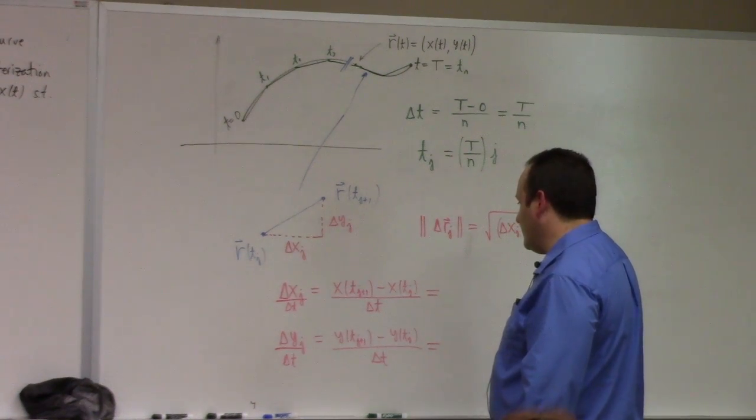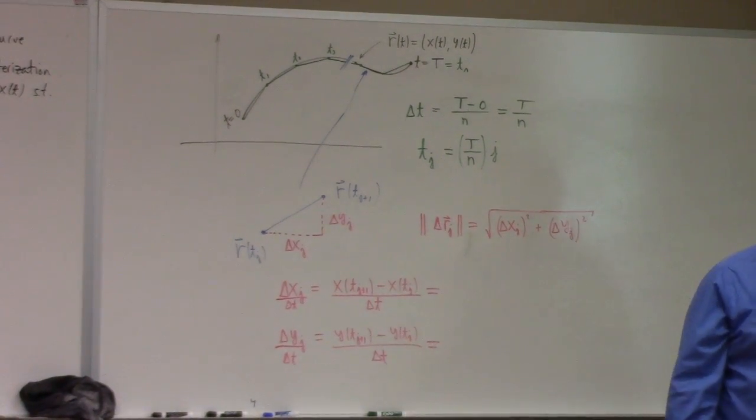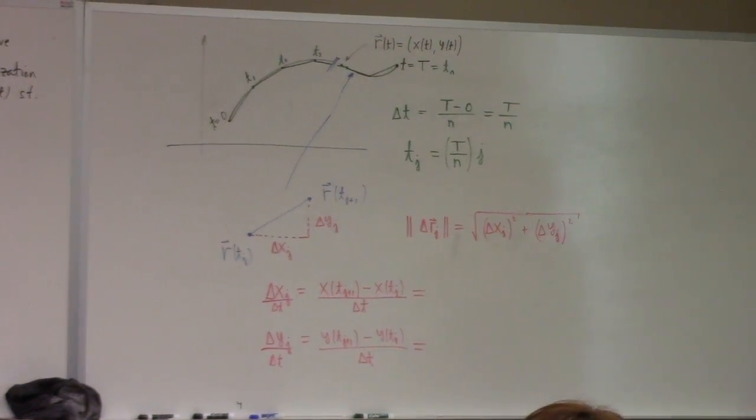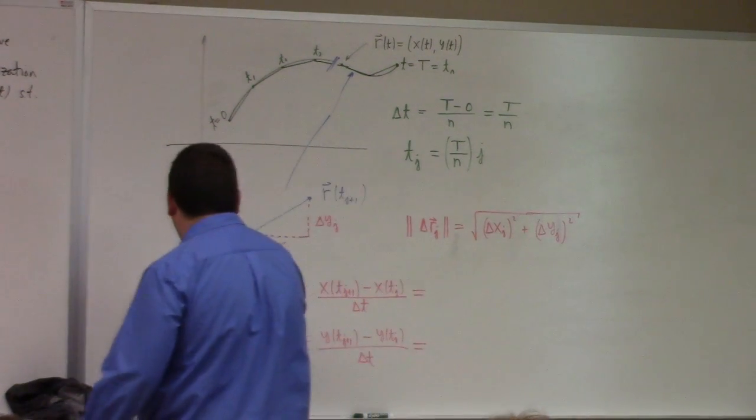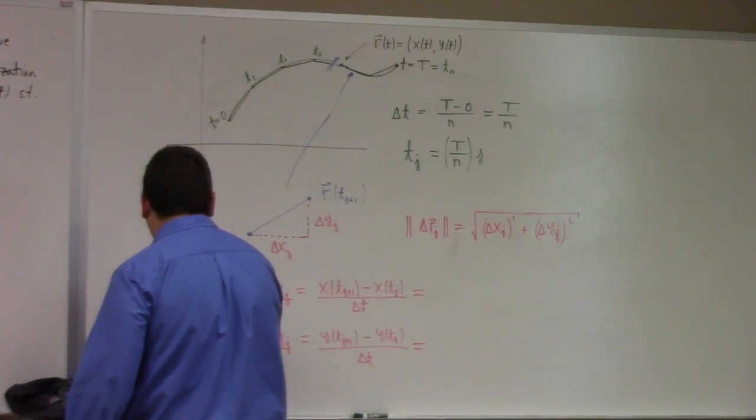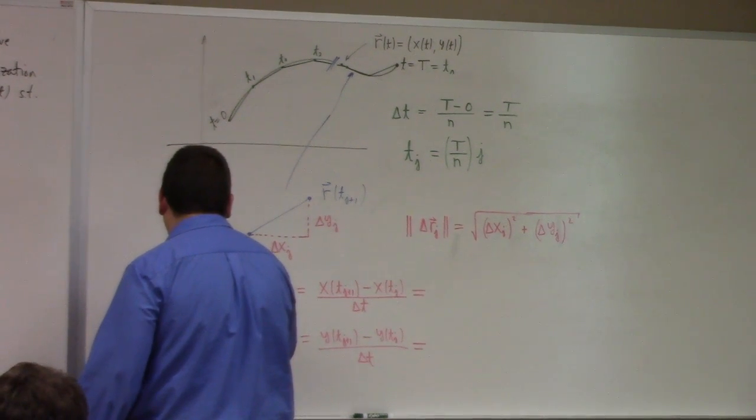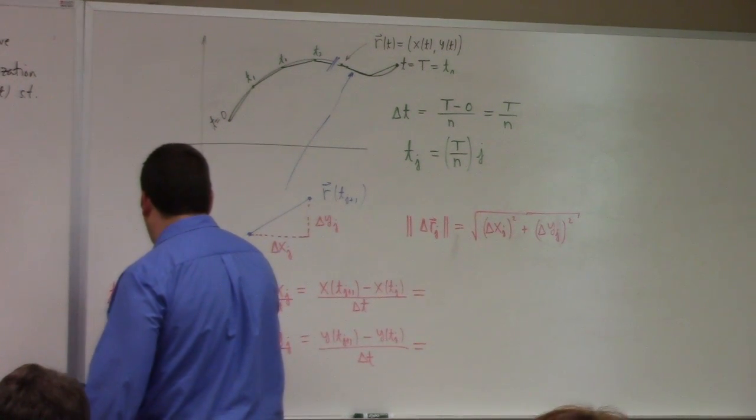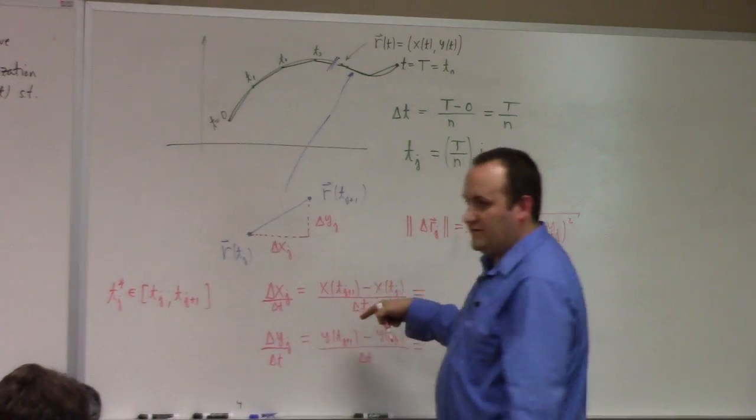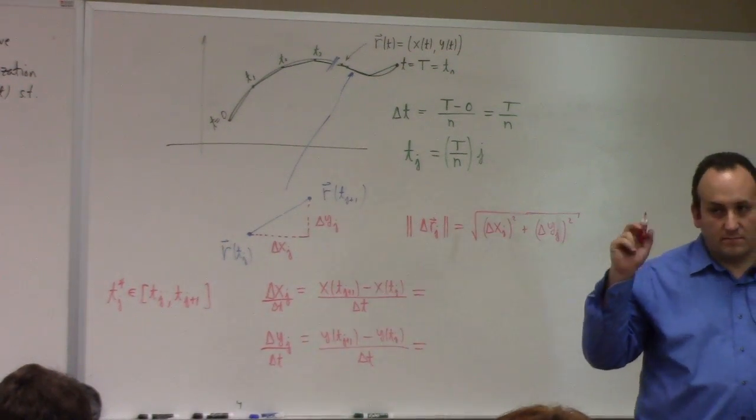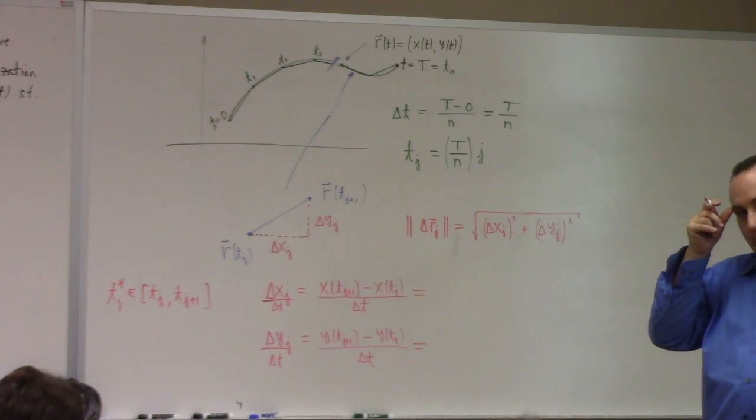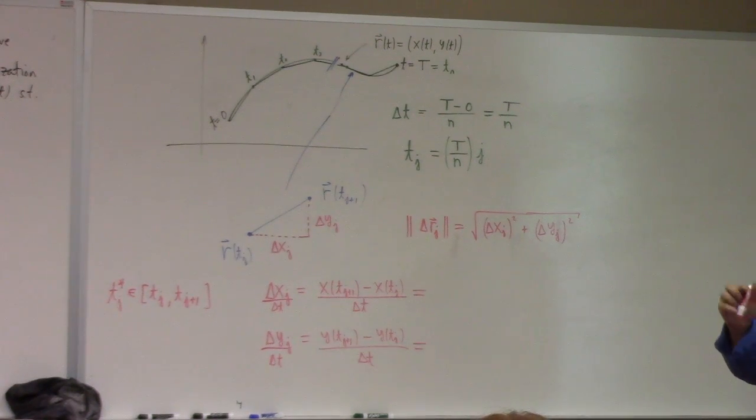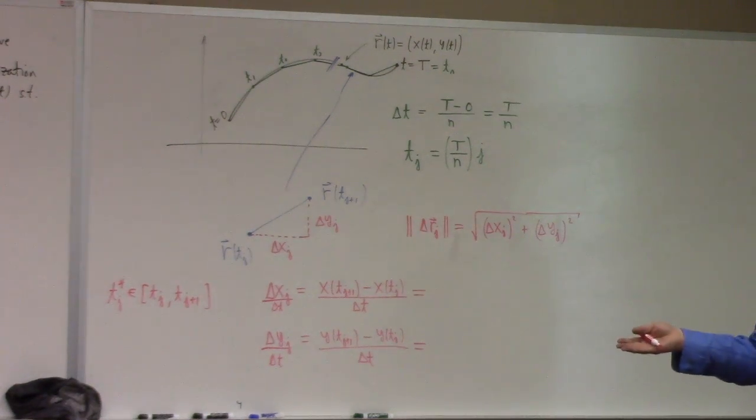Now, do you guys remember the mean value theorem? Remember what the mean value theorem said? If x and y are differentiable functions, and we're considering the time interval tj to tj plus 1, right? There has to be some tj star in this interval, given the differentiability and continuity of these functions at the endpoints. There has to be a point in the middle where the average rate of change is equal to the instantaneous rate of change.